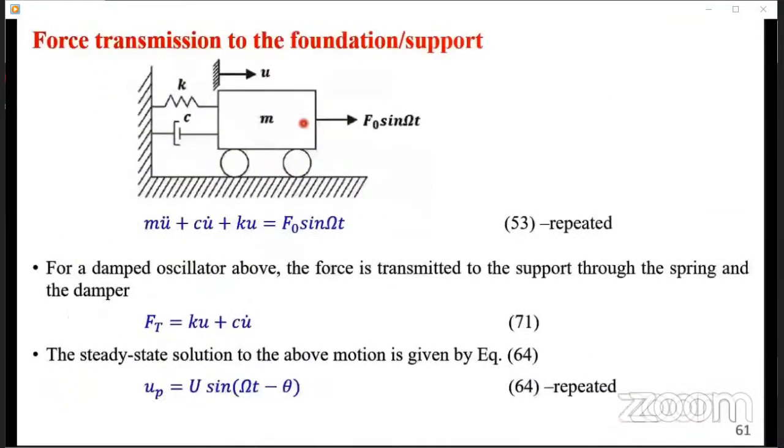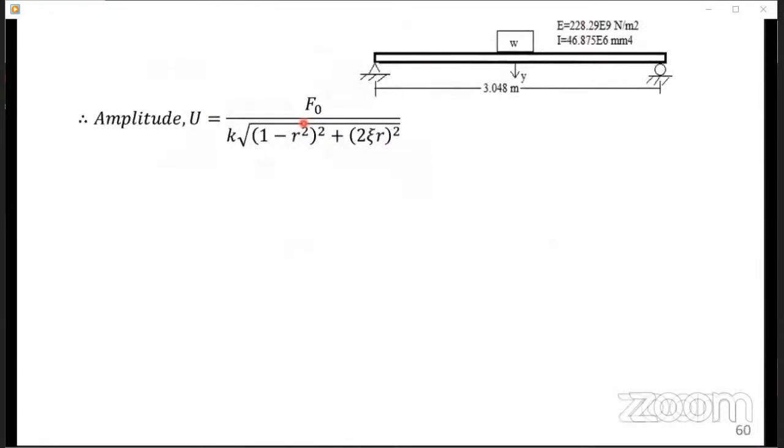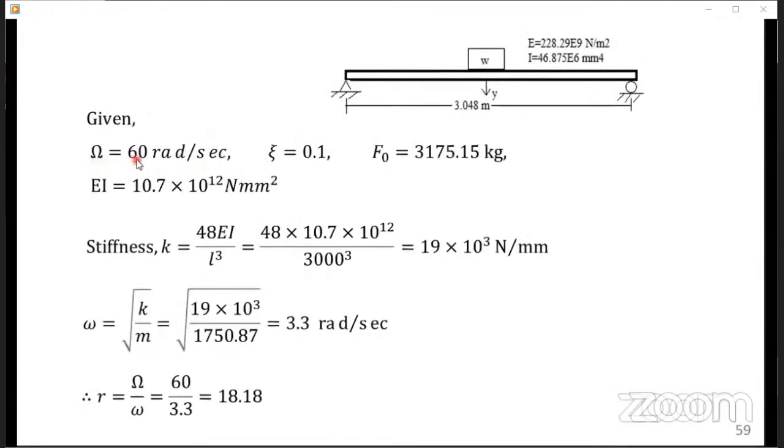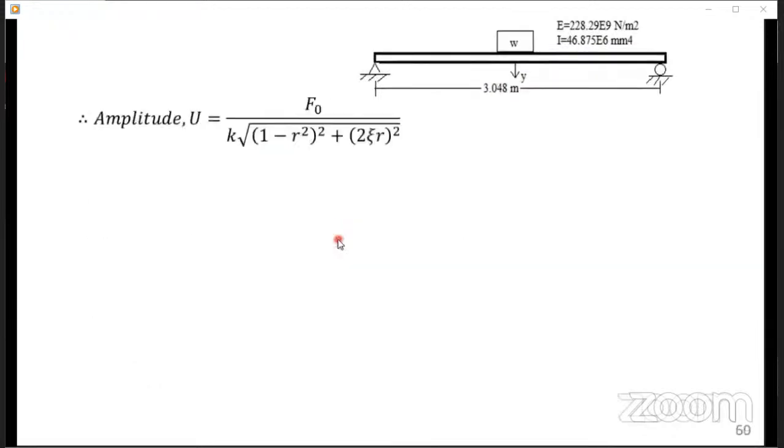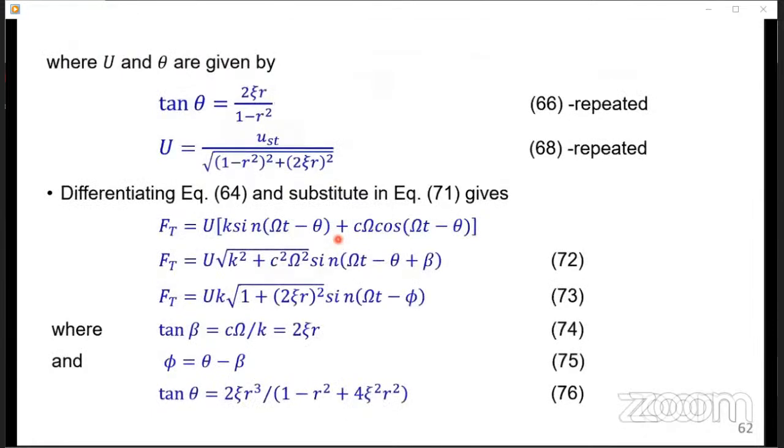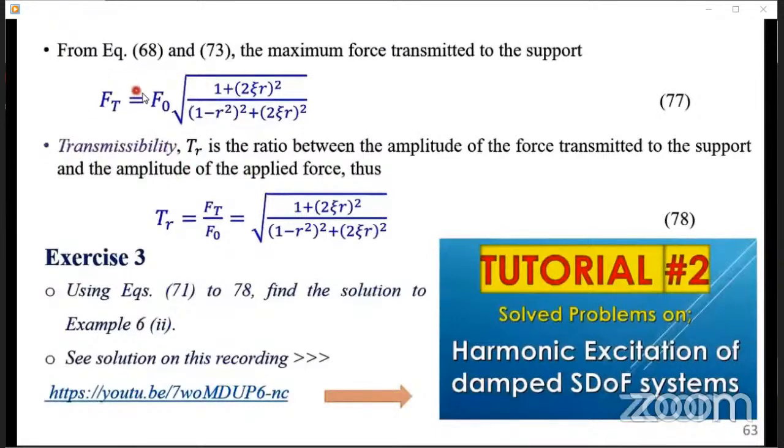So as you can see, from this problem, we already know what Omega is. Actually, we know what R is here. We already calculated that. And F naught is given. And we know Xi, the damping ratio, is 0.1. So it's as easy as it can be seen here. Yes, the derivation was task 2, but again, the application of equation 77 is quite easy. So for the solution to this, you can look at this tutorial.